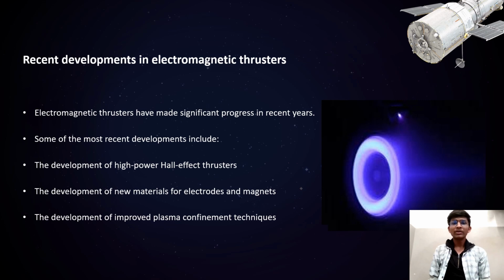The development of new materials for electrodes and magnets. New materials are being developed that are more resistant to erosion and can operate at higher temperatures. This will improve the efficiency and lifetime of electromagnetic thrusters. The development of improved plasma confinement techniques. New techniques are being developed to better confine the plasma in electromagnetic thrusters. This will improve the efficiency and thrust of these engines.